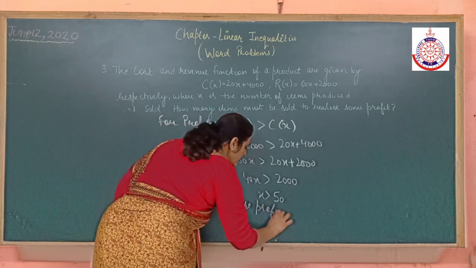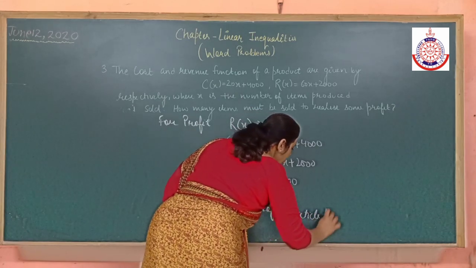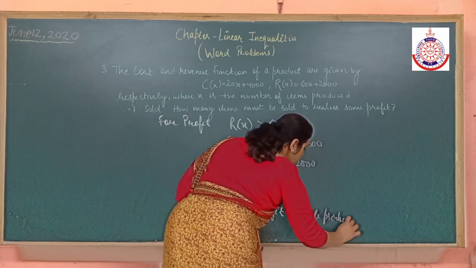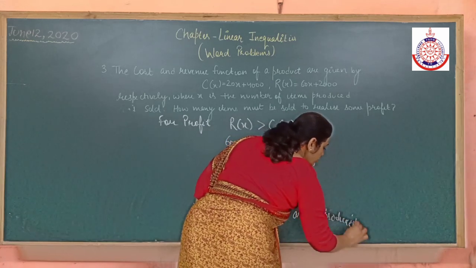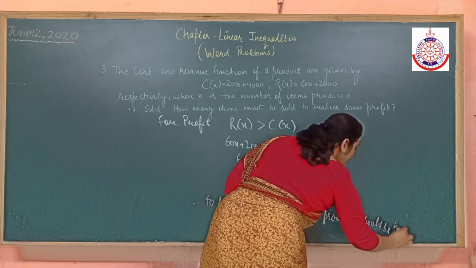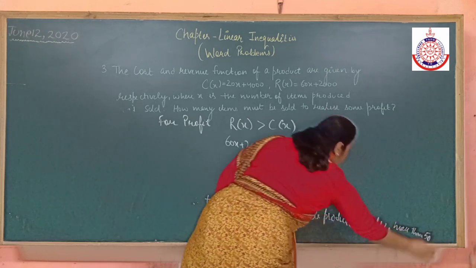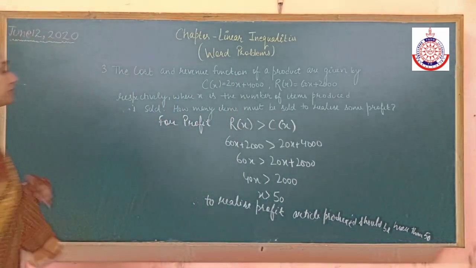Therefore, to realize profit, articles produced should be more than 50. Articles produced should be more than 50.